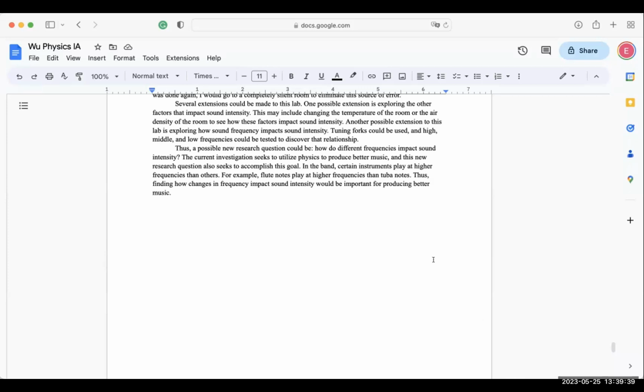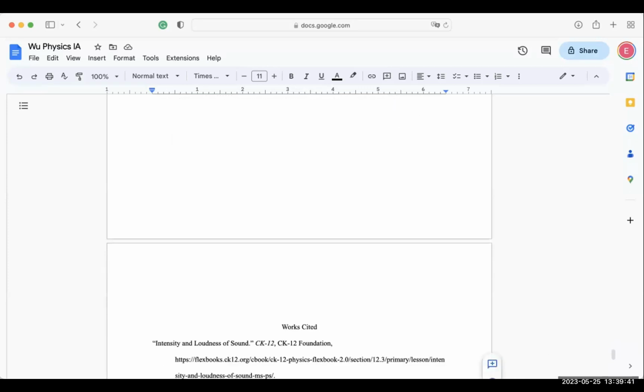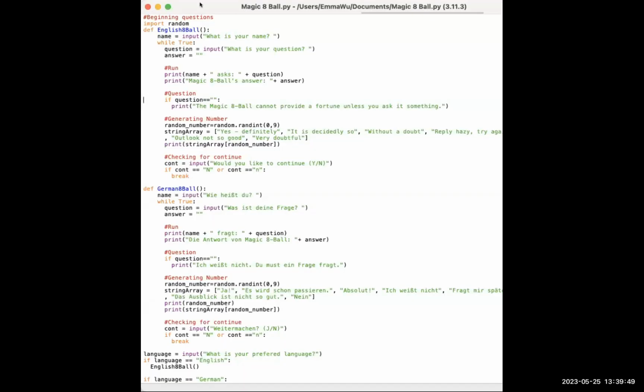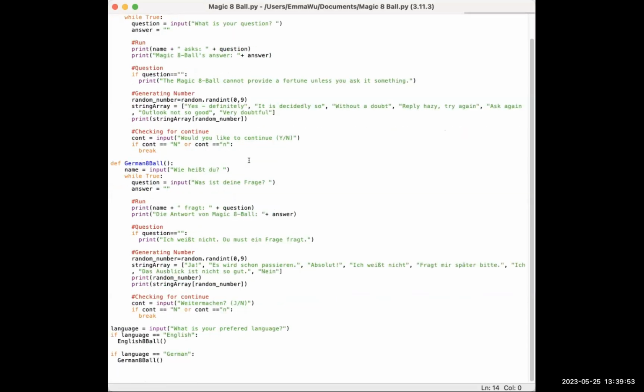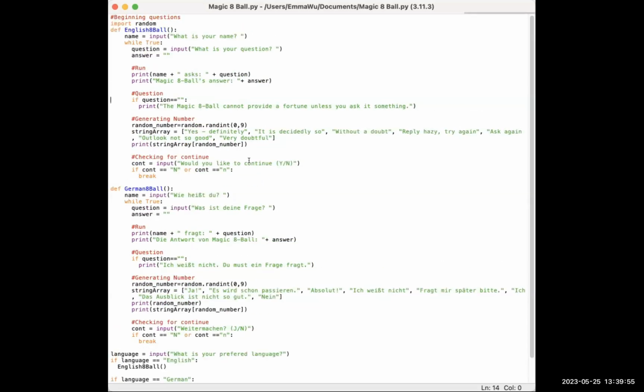Okay. But I also have this little game that I made. One second. I think I need to reshare it. Yesterday was my first day working with Python, so I don't know a ton yet, just because I don't have a computational science background. But I did work a little bit on this game.